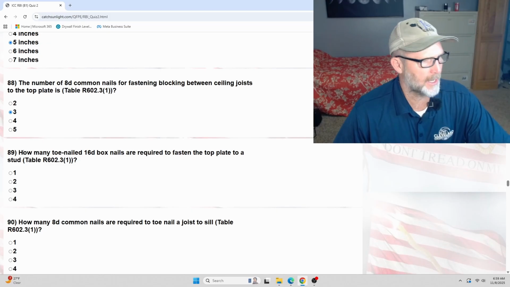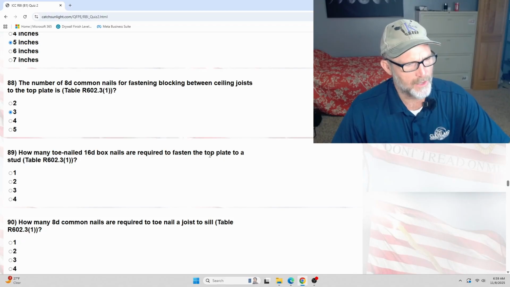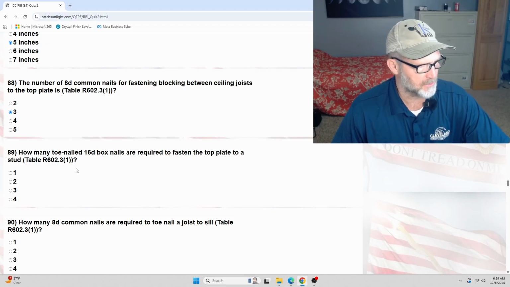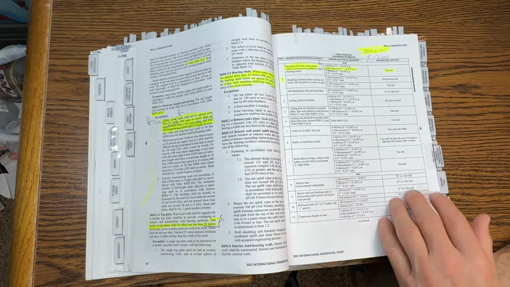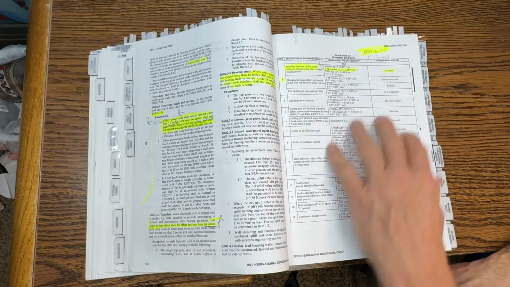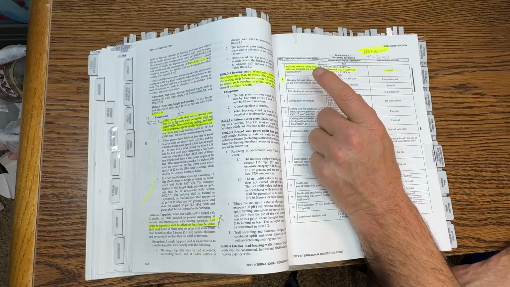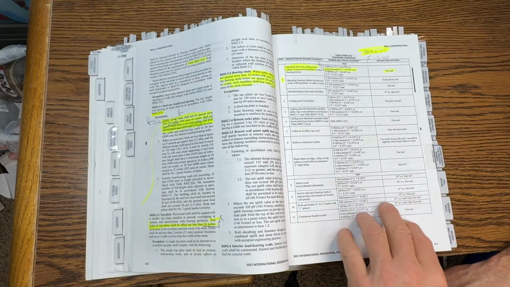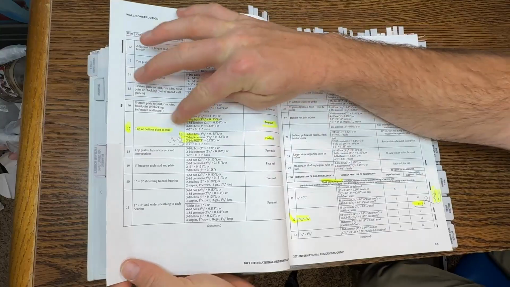Okay, 89. How many toe-nailed 16 box nails are required to fasten the top plate to a stud? R602.3(1). Table R602.3(1). How many nails if there's 16D? Let's see here. Okay, continued. There it is right there.